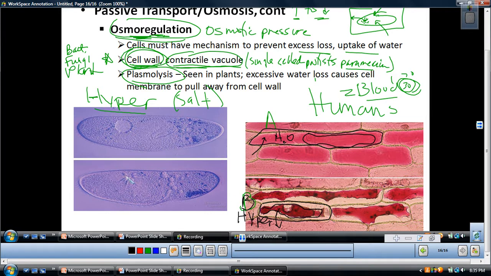In this picture over here, I love this picture, you're seeing the contractile vacuole of a paramecium. So this one would be open, pumping out a lot of water, and this one is the contractile vacuole right here as well. Okay, so that one's not pumping out as much because water's coming in. It's kind of cool.